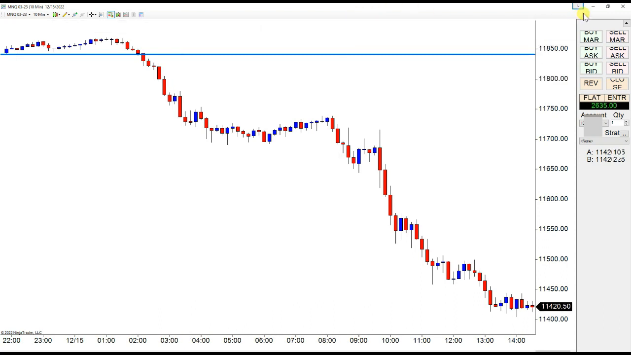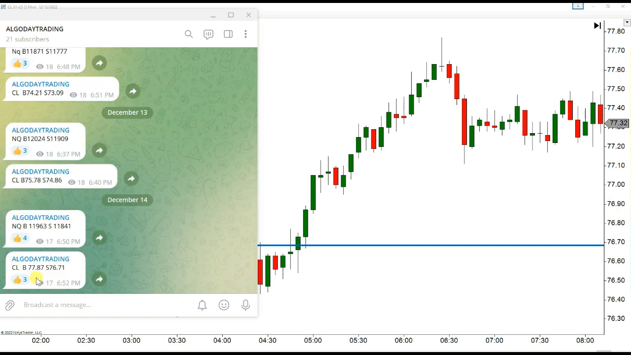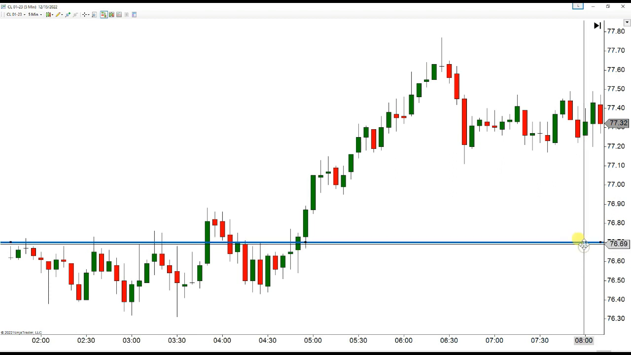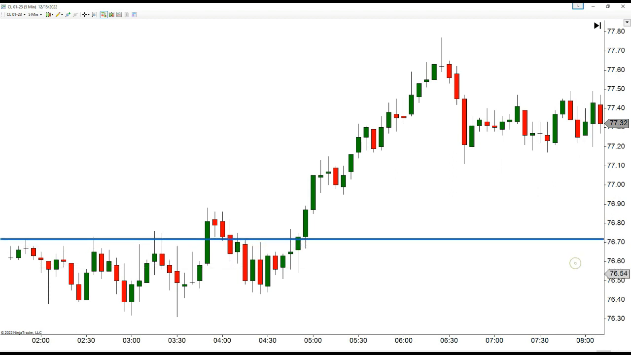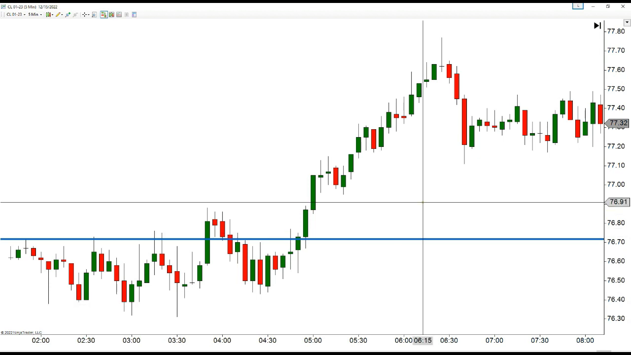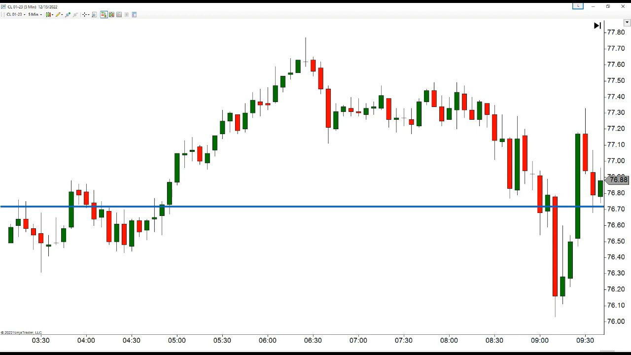Let's take a look at oil. Oil was different. Oil actually gave you quite a few opportunities. So there was a buy at 77.87 or a short at 76.71. Starting early in the morning, but again, I don't expect anyone to be awake for this. So if you weren't awake for this, then the US Open at 9 a.m.